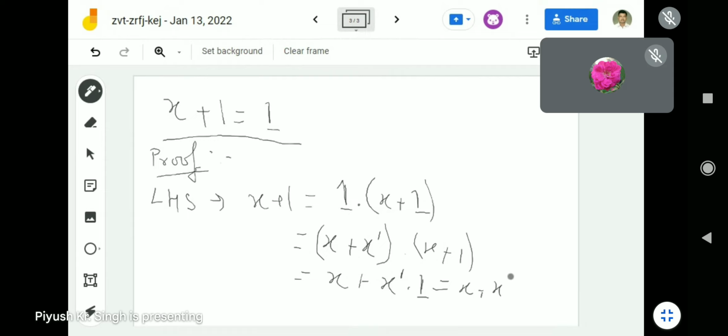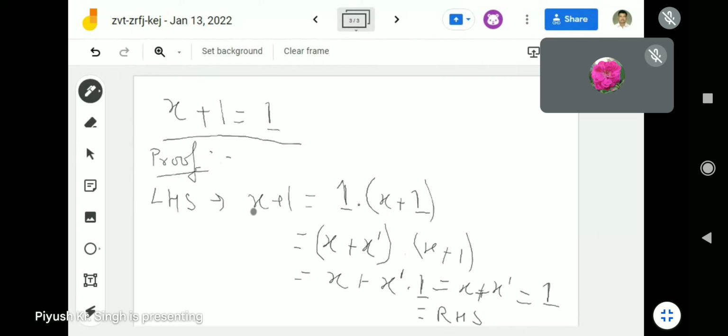Now if it is x plus x bar, if the value of x is 1, its complement will be 0. If the value of x is 0, its complement will be 1, so x plus x bar will always be equal to 1. Is it clear? Any doubt?